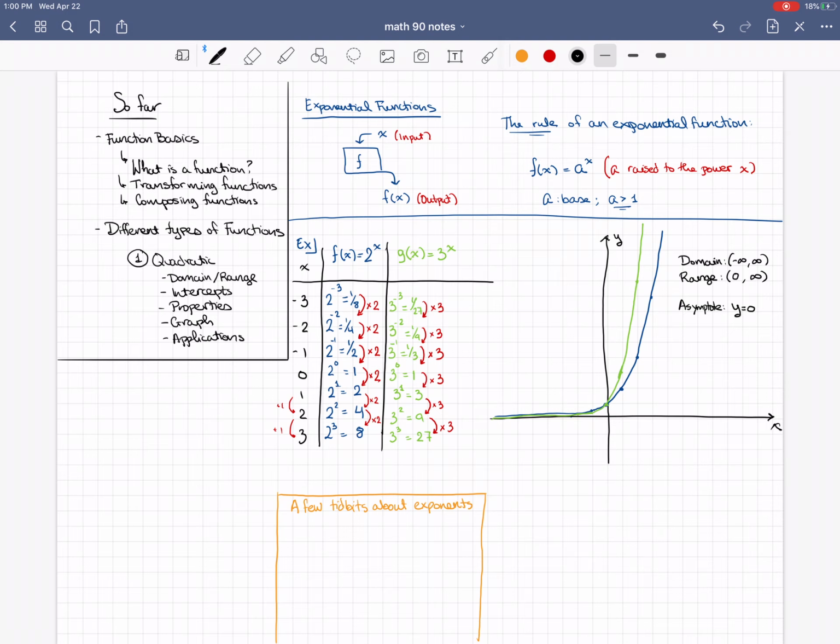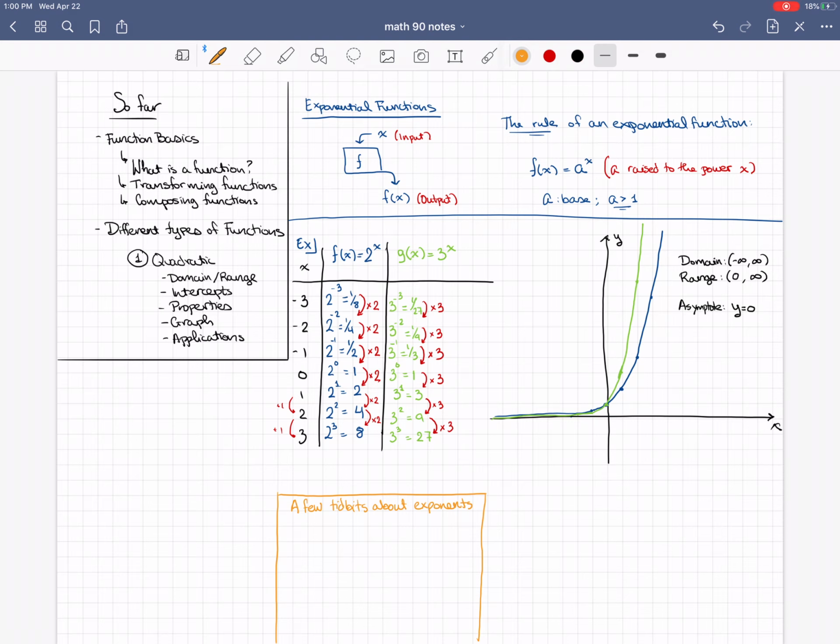So let me summarize what I said over to the left here. What we're seeing here with the domain, the range, and the asymptote is actually true for all exponential functions of the form a to the x.